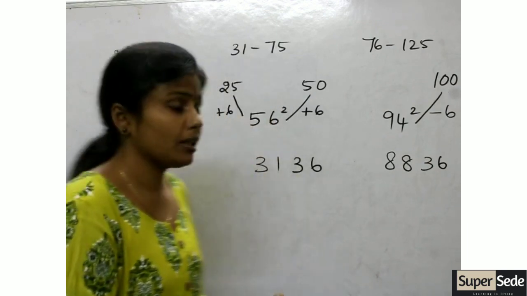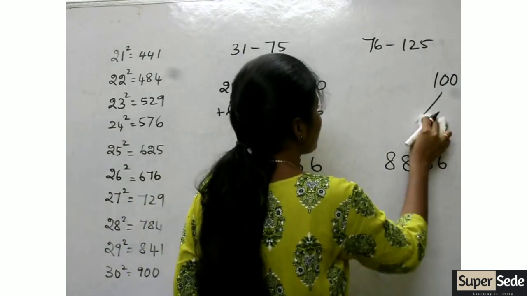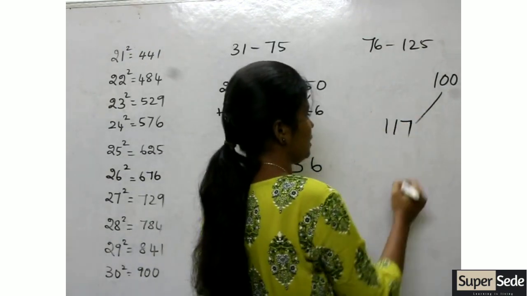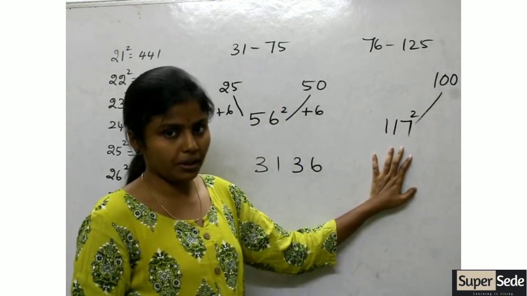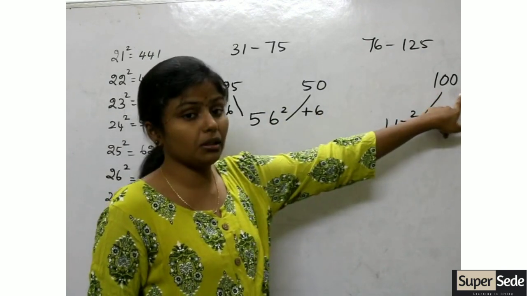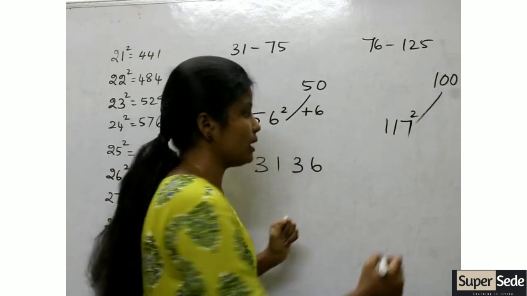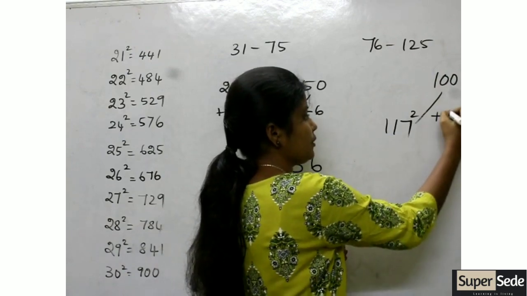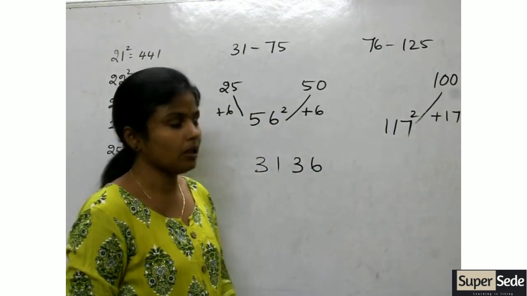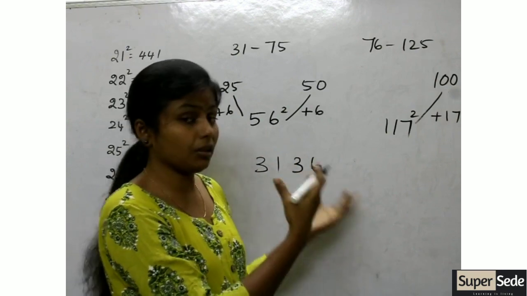Here also I will give you another example. Let's take the number 117. I want to find the square of 117. 117 exists in this range, so I am taking the number 100 as the reference. What is the relation between 117 and 100? 117 is 17 more than 100, so I am putting it as plus 17. The steps are quite easy because we have done it for three different numbers.